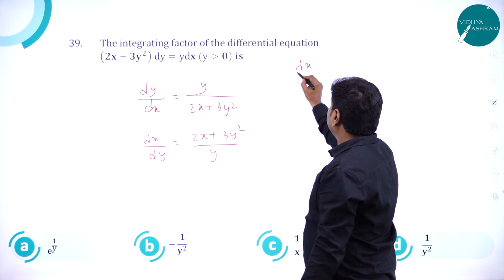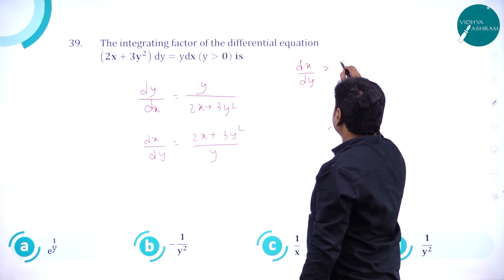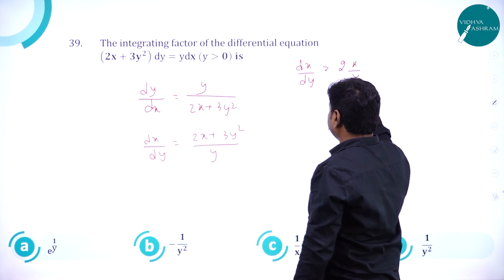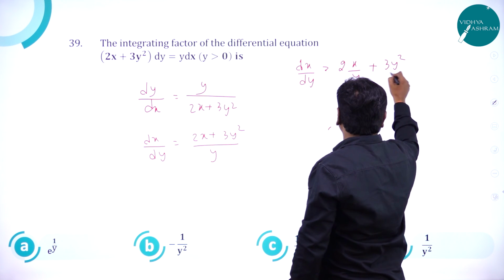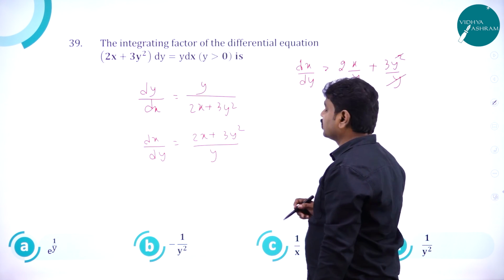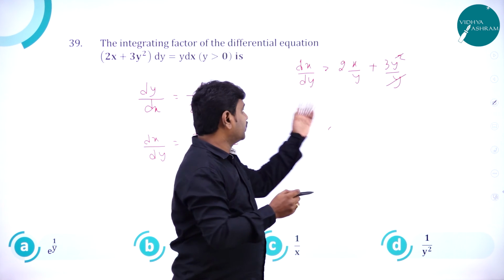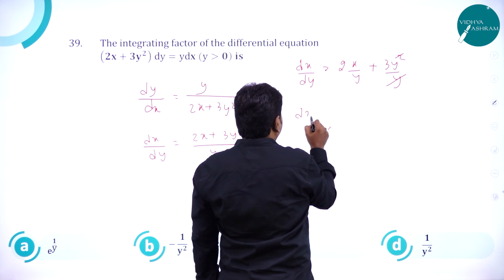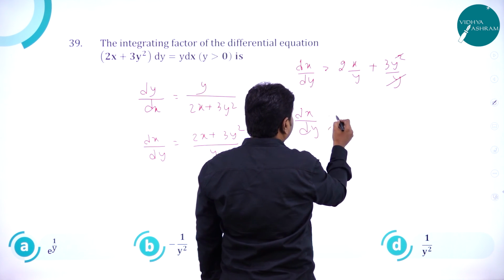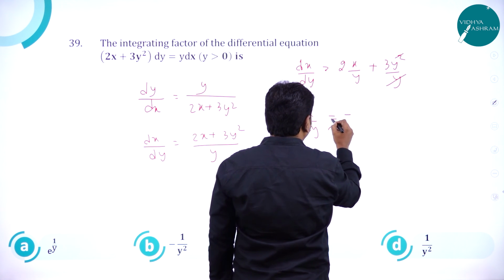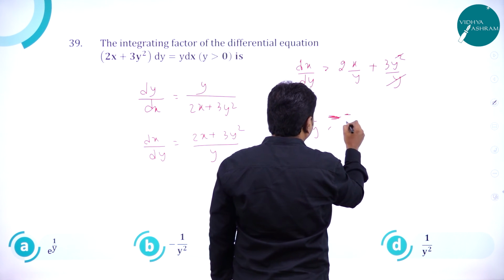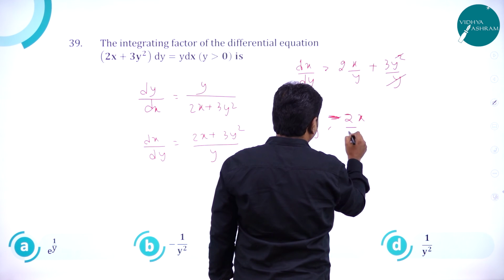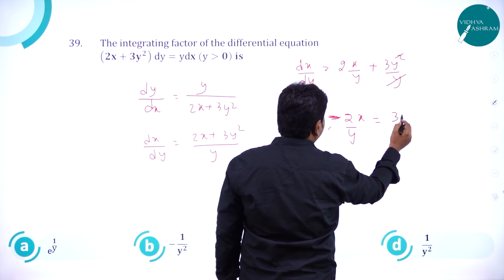So dx by dy is equal to 2x by y plus 3y square by y. I can cancel. Now further simplify, rearrange. Dx by dy is equal to, bring this, so it will become minus 2x by y is equal to 3y.